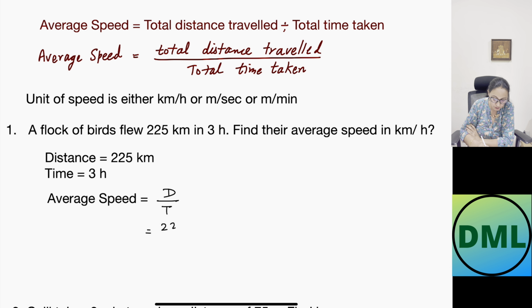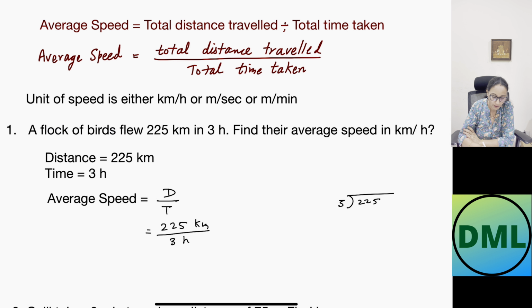My distance is 225 kilometers. My time is 3 hours. My answer will be in kilometers per hour. Do I have to calculate the answer in kilometers per hour? Yes, right? I have to find out my speed in kilometers per hour. So this will give me my answer. 225 divided by 3. I need to divide it. Let's divide it here. 225 divided by 3.